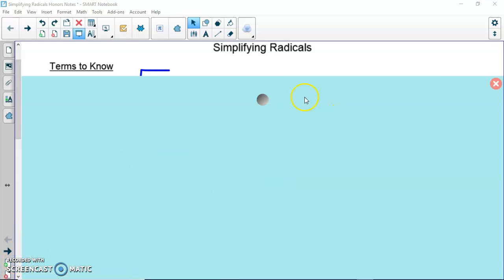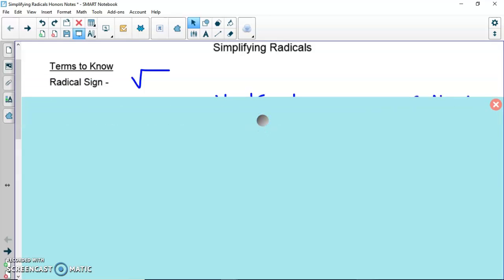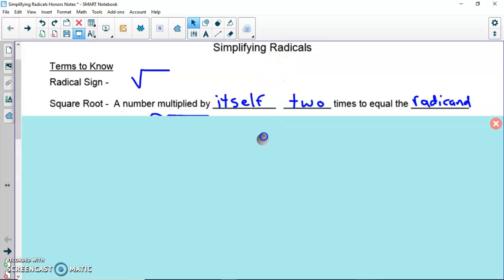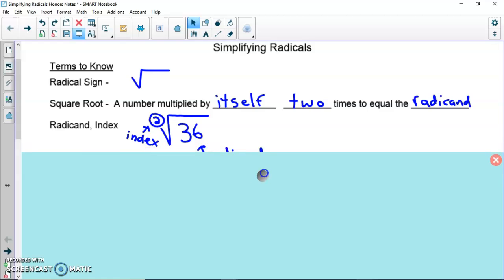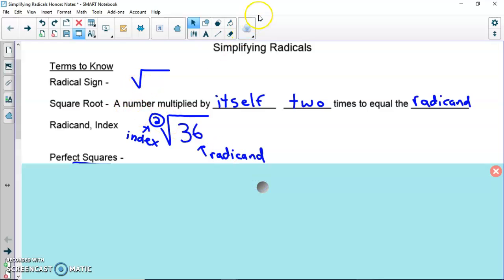So first off, a couple of terms you need to know. The radical sign, we've been talking a lot about radicals at the end of last chapter. Well, the radical sign is just that square root symbol. Square root, if you recall, means a number times itself 2 times to equal the radicand. So radicand's a new word. Radicand is the number that's underneath the radical. And then index is that root. So root and index kind of go together. For a square root, remember there's always a 2 here. And then a radicand is what's underneath the radical.